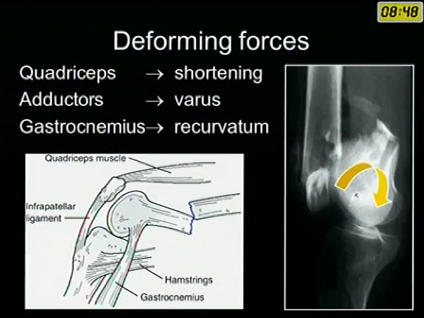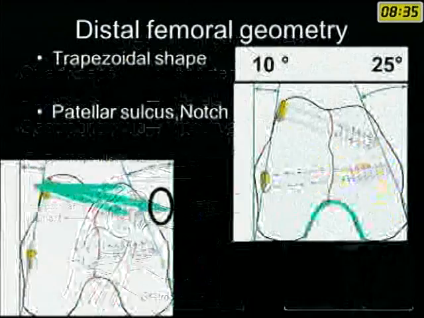The deforming forces are the quadriceps pull, which cause shortening, the adductors, which cause varus, and the gastrocnemius, which cause recurvatum. So when you reduce this fracture, these three forces you should bear in mind.